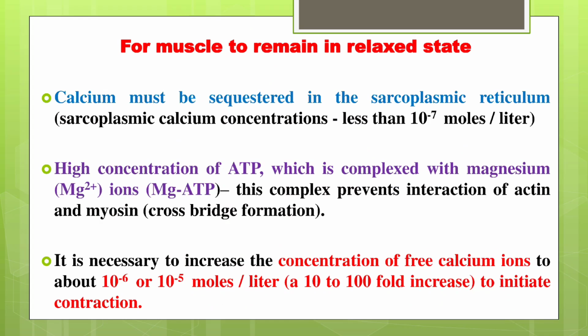For muscle to remain in a relaxed state, calcium must be sequestered in the sarcoplasmic reticulum, that is, sarcoplasmic calcium concentrations less than 10⁻⁷ moles a liter. A high concentration of ATP, which is complexed with magnesium ions, Mg2+, as MgATP, prevents interaction of actin and myosin, that is, cross-bridge formation. It is necessary to increase the concentration of free calcium ions to about 10⁻⁶ or 10⁻⁵ moles a liter, a 10 to 100-fold increase, to initiate contraction.